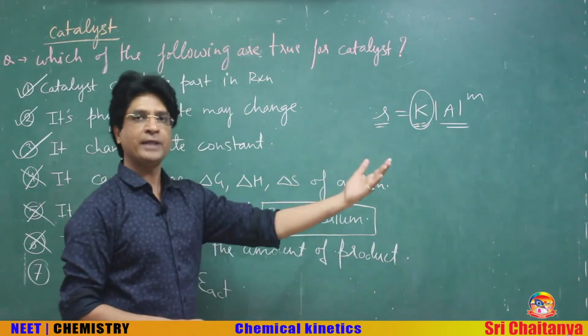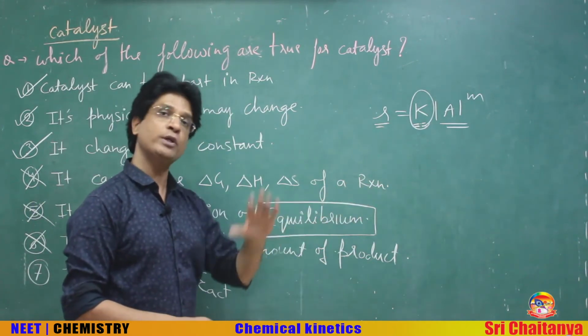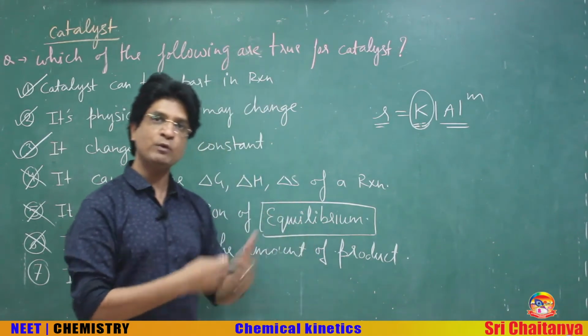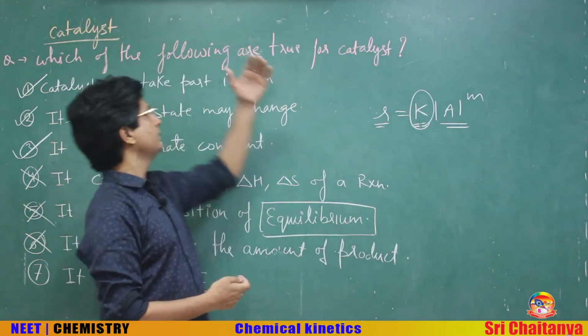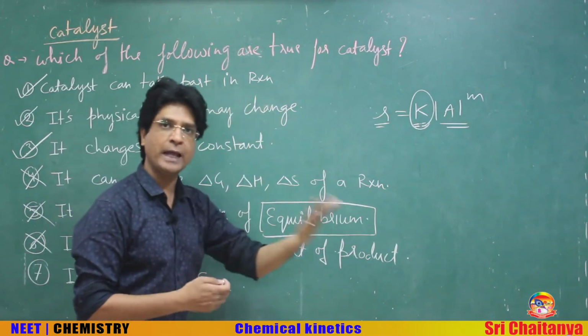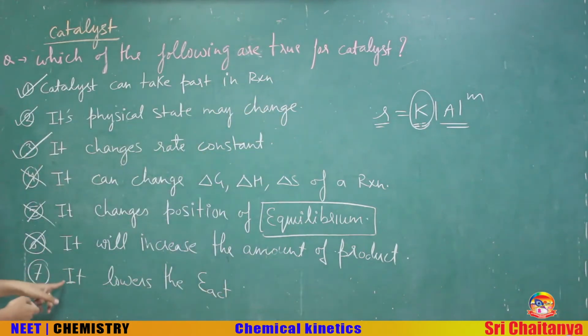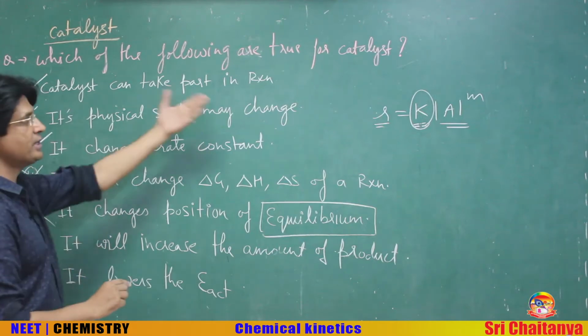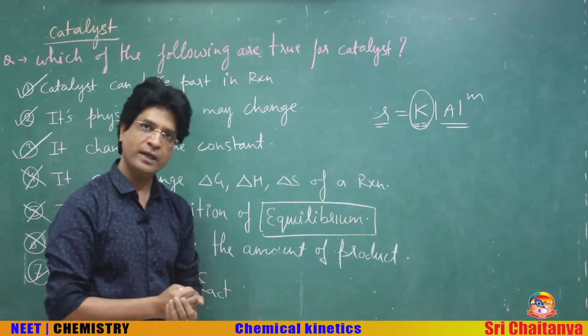Suppose you are getting 10 moles during the course of a reaction before using a catalyst. After using a catalyst, you will again get 10 moles, but this time you will get them quickly because the catalyst shortens the time of reaction. Next one, it lowers the energy of activation. Yes, it is correct because it enhances the rate of reaction by lowering the energy of activation.